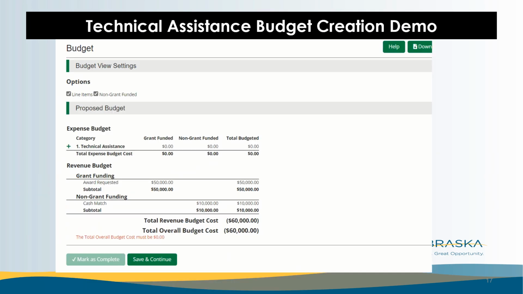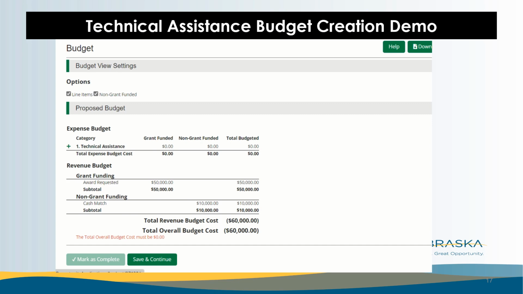To create the budget, you'll enter the budget module of the application. You'll first see that the revenue budget has been filled in. The $60,000 has been pulled from the project information page where you indicated an award request of $50,000 and a cash match commitment of $10,000. Once you fill in the expense side of the budget, then the total overall budget will be zero, and it must be zero in order to be an accurate budget.